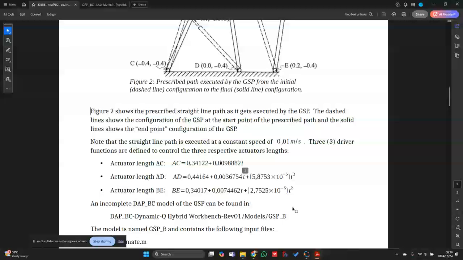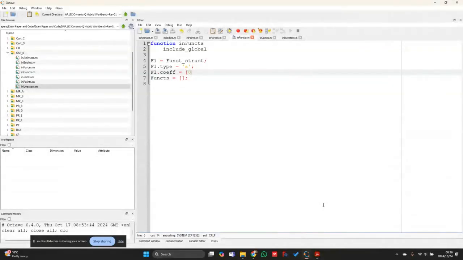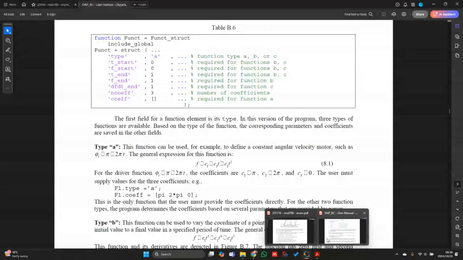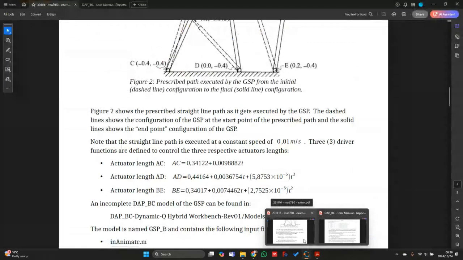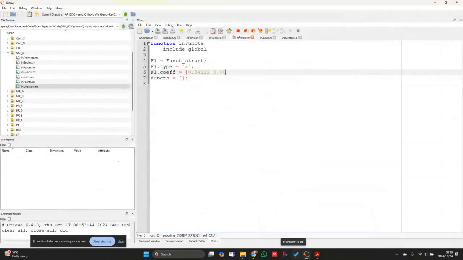Right, and to do that, for actuator AC, it's 0.34122. And then in this case, I'm separating the values with a space, not with a semicolon. And then the next value is 0.0098882. And then lastly, it's just going to be 0.0, since I don't have anything multiplied by t squared.